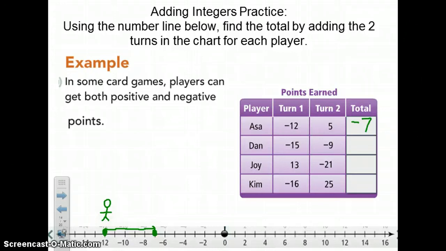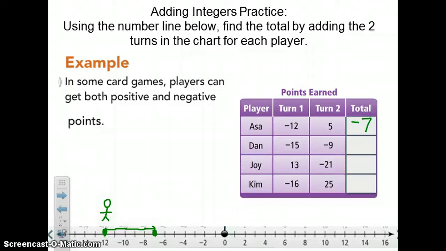If you think in terms of money, just to give yourself a real world example, if you owed $12 and you had $5 in your pocket, you would still owe the person $7. Okay? You don't have enough to get rid of the negative value. You're not to 0 yet.